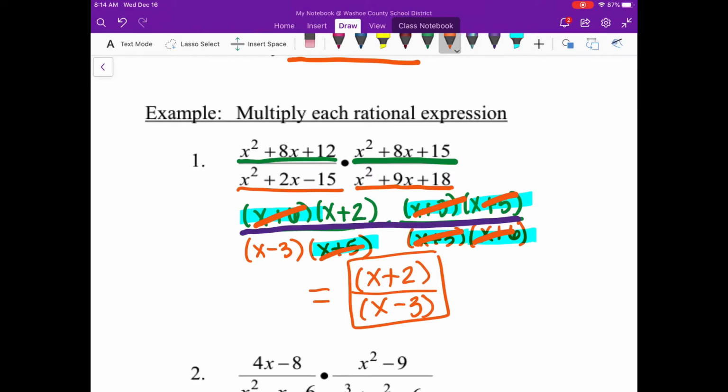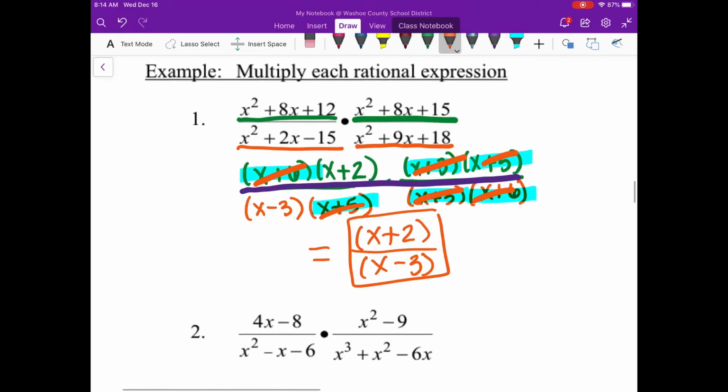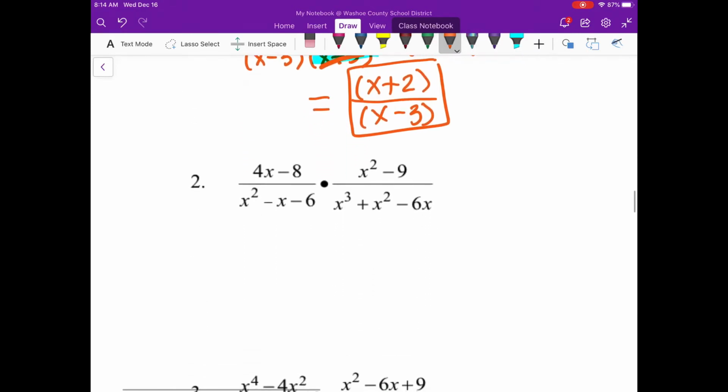So we are just adding a step to what we just did a little bit earlier. We are combining, multiplying two fractions together, and then seeing what cancels out once I do that.